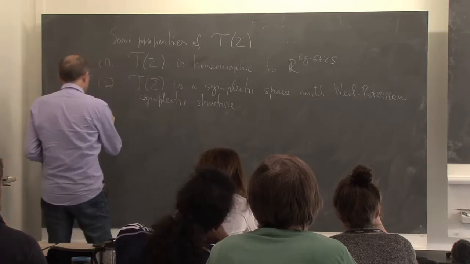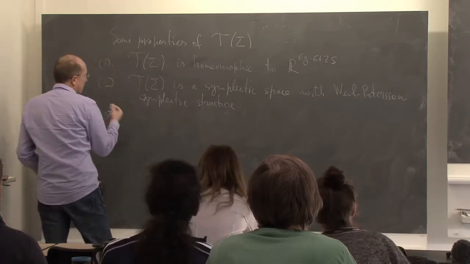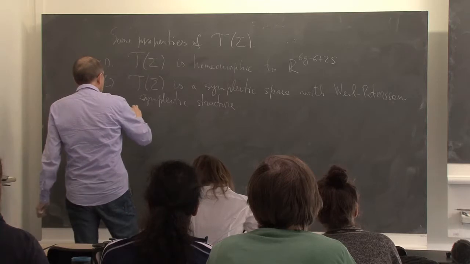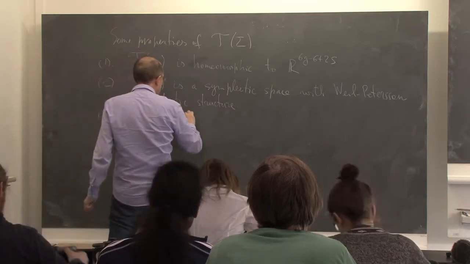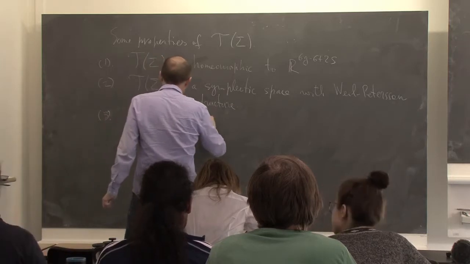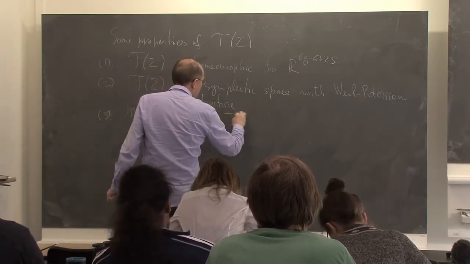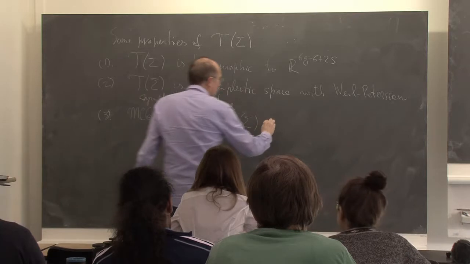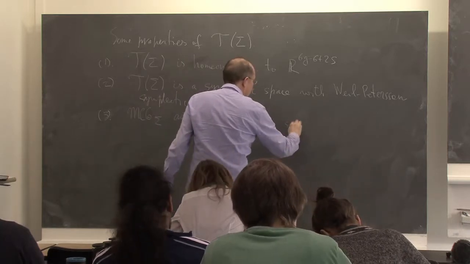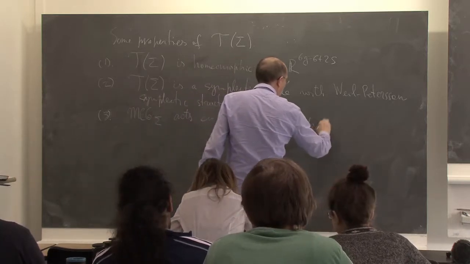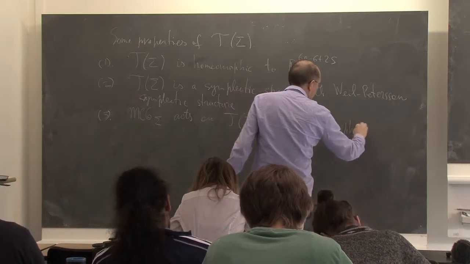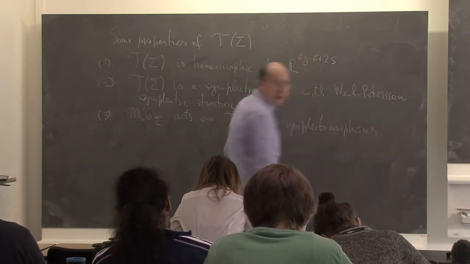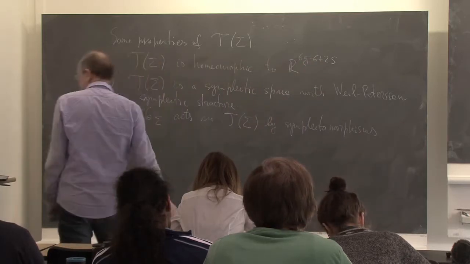And the third property, which will concern us, is that the mapping class group of sigma acts on tau of sigma by symplectomorphisms, which means that it preserves the symplectic structure.